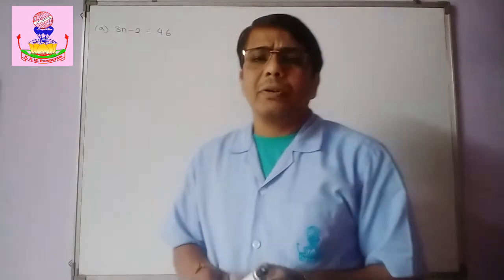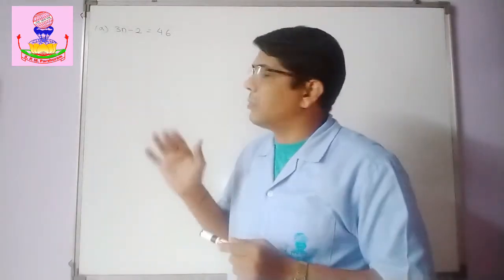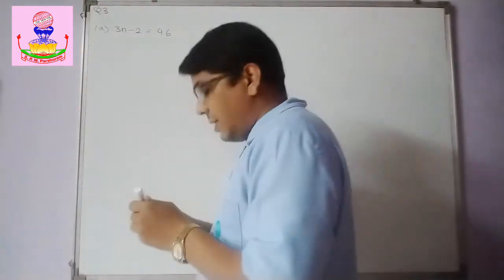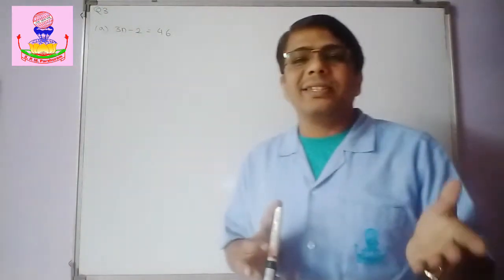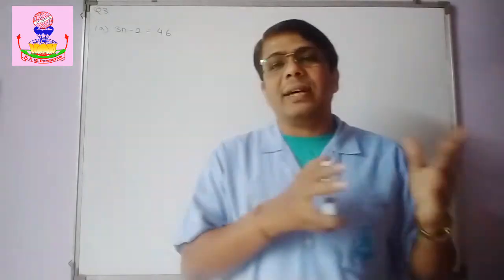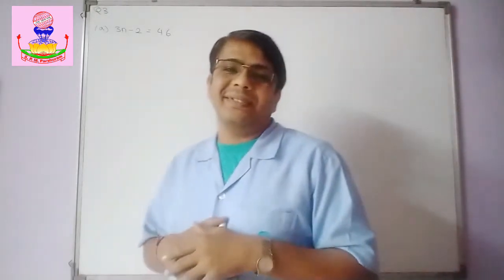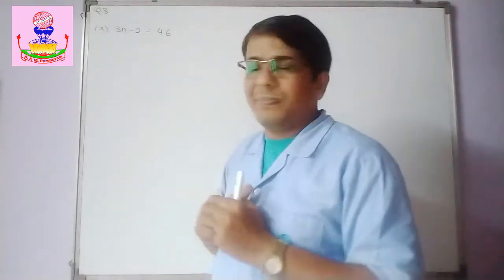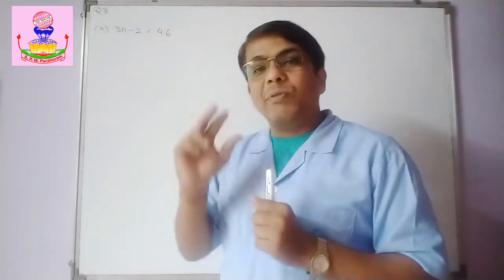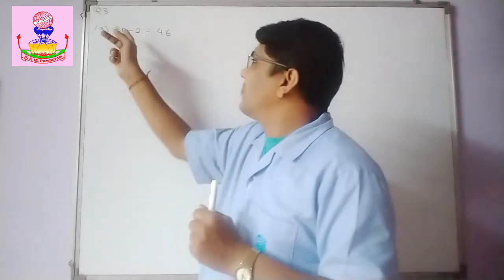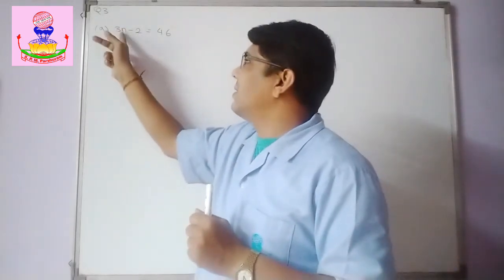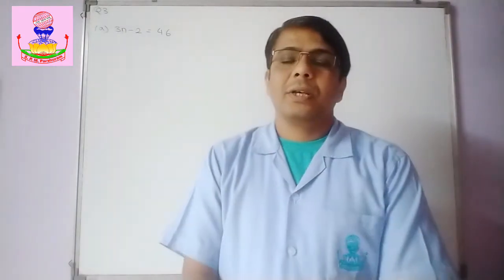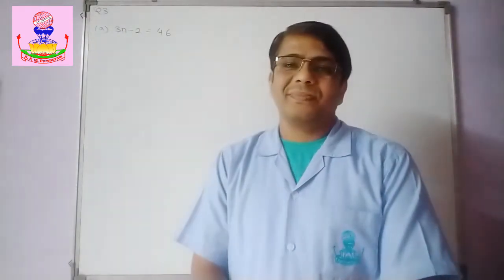Till now, what are the equations we have solved? Question 1 and question 2. Now this is question 3. There was either addition or subtraction, or multiplication or division. All the operations were not together. Now here, if you see, I have two different operations at a time. Here it is minus and here it is multiplication.